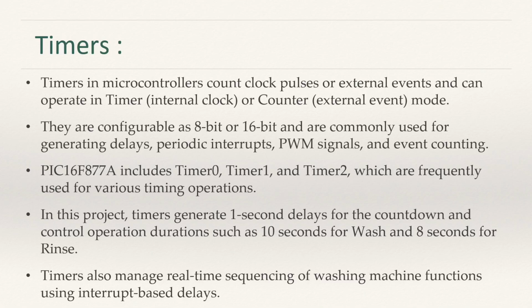The PIC16F877A includes Timer 0, Timer 1 and Timer 2, which are frequently used for various timing operations. In this project, timers generate a 1 second delay for the countdown and control operation durations such as 10 seconds for wash and 8 seconds for rinse. Timers also manage real-time sequencing of washing machine functions using interrupt-based delays.